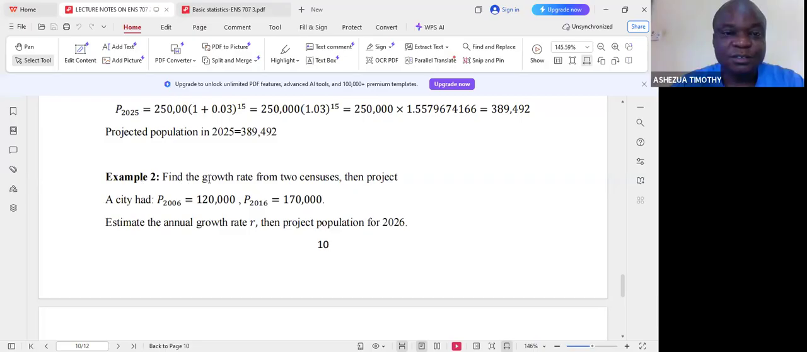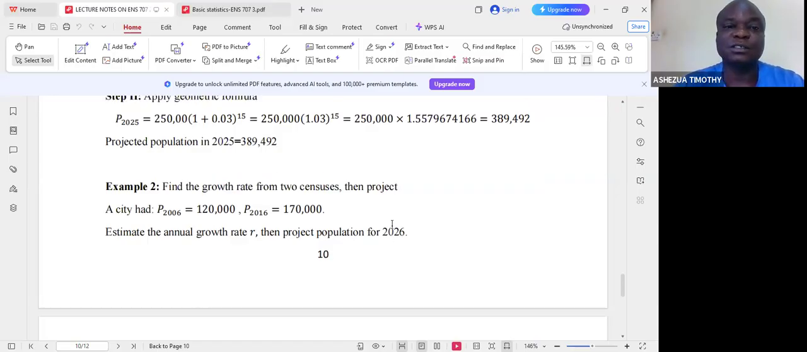Okay, example 2. Find the growth rate from 2 censuses. Then project. A city had 120,000 persons in 2006 when the census was conducted. In the 2016 census, the head count gave rise to 170,000 persons. Estimate the annual growth rate, R, then project the population for 2026.